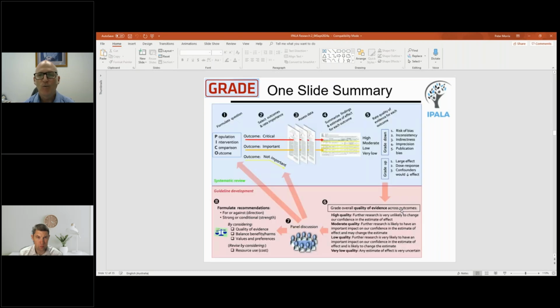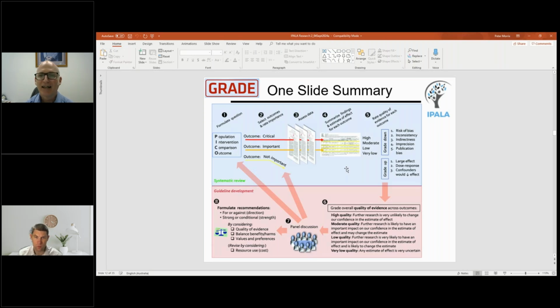And this is a 1-slide summary, and again, you won't be able to read it, but it is a really excellent overview of the GRADE approach. So step 1, you formulate your question. Step 2, you decide on which outcomes are either critical, important, or not important. You then, in a systematic review, assess the data and summarize the estimates of effect.